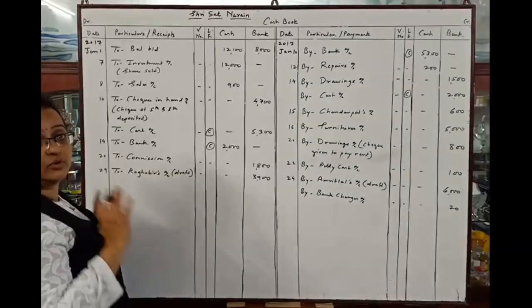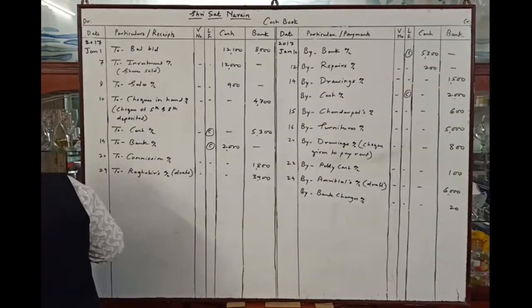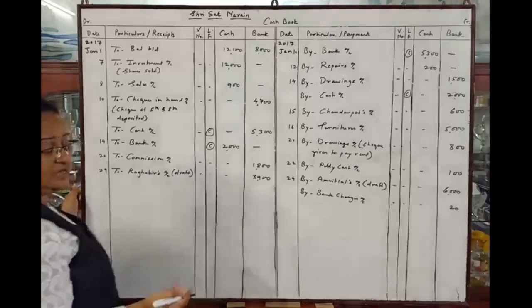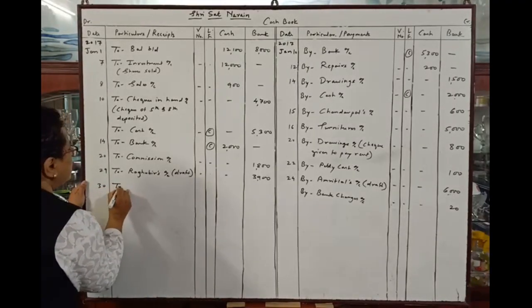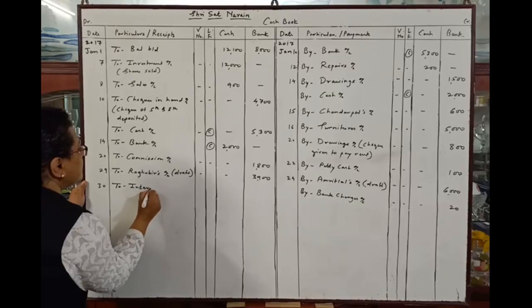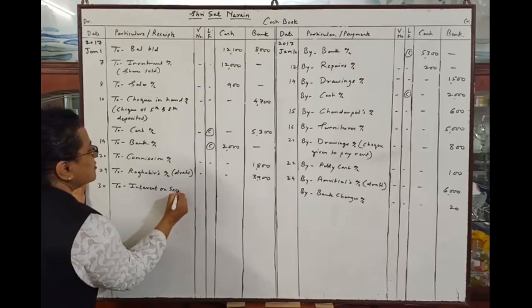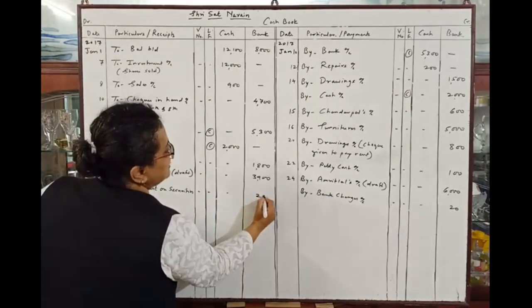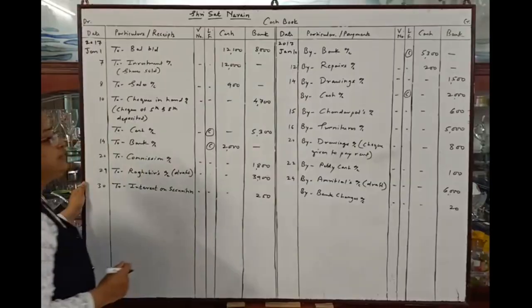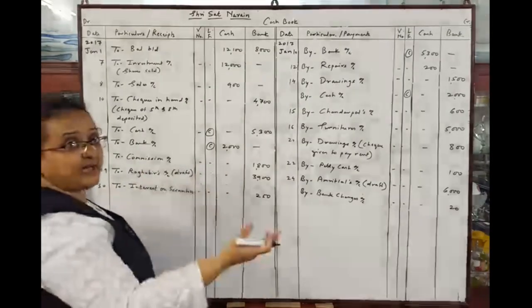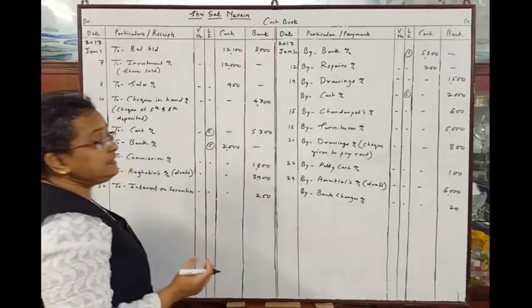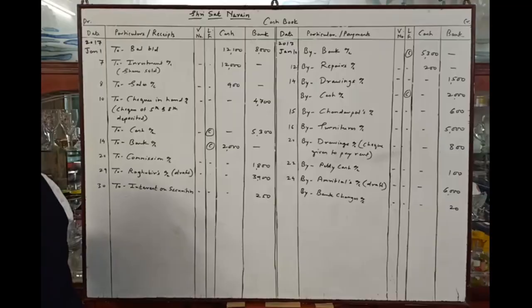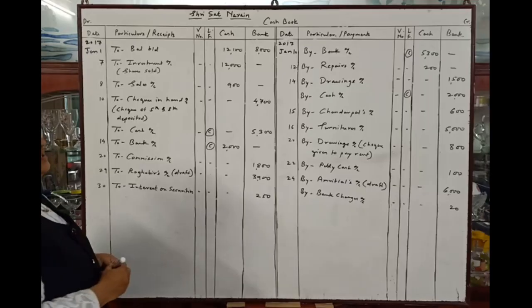We will not enter this amount here in cash book. Next, on 30th bank collected interest on securities rupees 250. So on 30th, interest on securities amount will be in bank column as bank collected the amount. It means bank deposited the amount in our bank account, so our bank account balance will increase by rupees 250. Next, and this is the last entry of this cash book. So now we have to check.